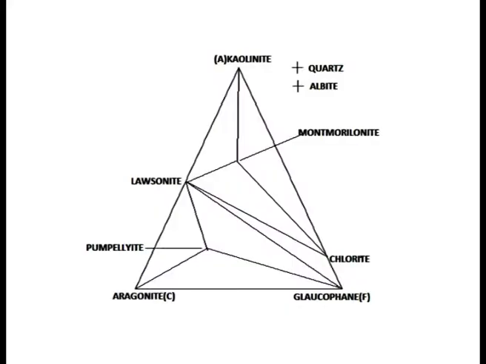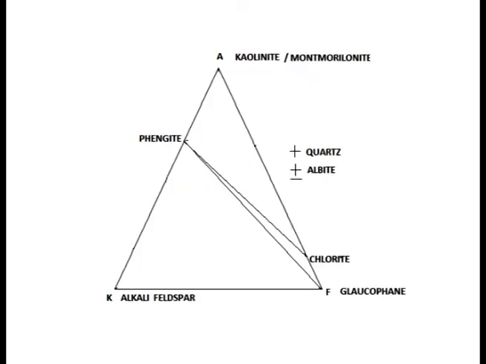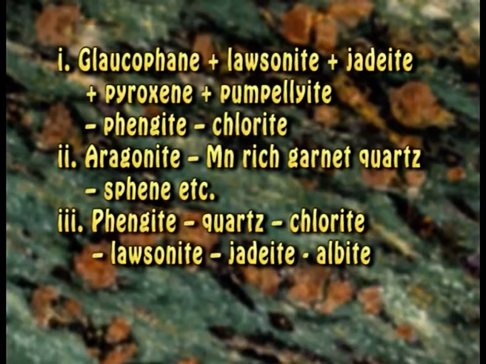On the basis of ACF and AKF diagrams, we can observe the following paragenesis, the important basic assemblages. First, glaucophane, lawsonite, jadeite pyroxene, pumpellyite, chlorite. Second, aragonite, almandine-rich garnet, quartz, sphene, etc. Third, phengitic mica, quartz, chlorite, lawsonite, jadeite, albite.